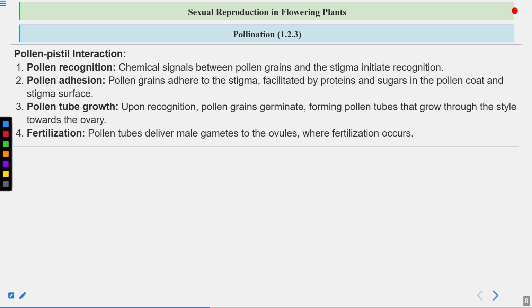Now, once the germ tube emerges out, it penetrates the stigma, right? It penetrates the style also, right?